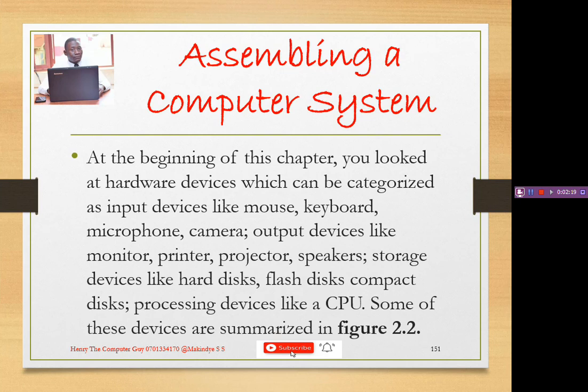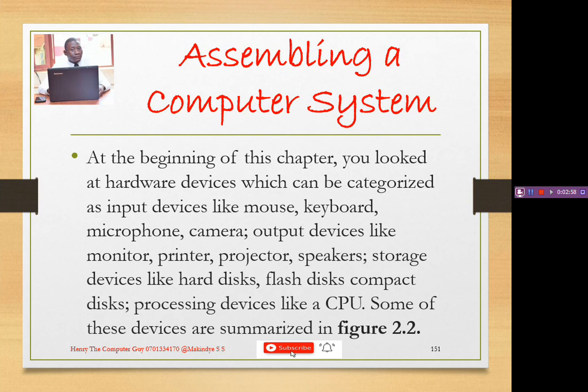They're telling us that at the beginning of this chapter, you looked at hardware devices, which can be categorized as input, for example, the mouse and the keyboard, microphone and camera. Then we talked about the output devices, those that help us to display or convey the processed data to the user, whereby we can have the monitor, the printer, the projector, the speakers. Then we talked about the storage devices, and these store or retain data, for example, the hard disk, the flash disks, the compact disks.